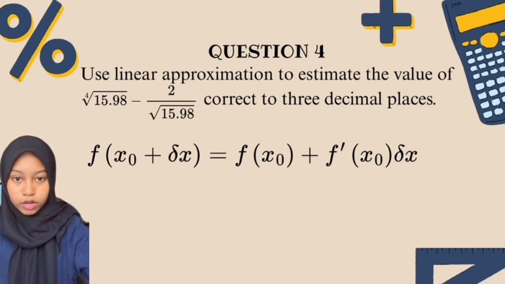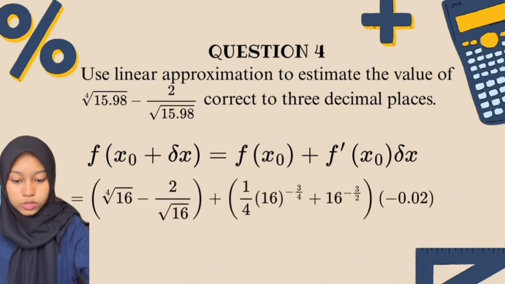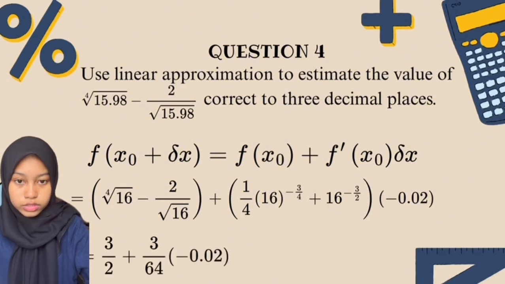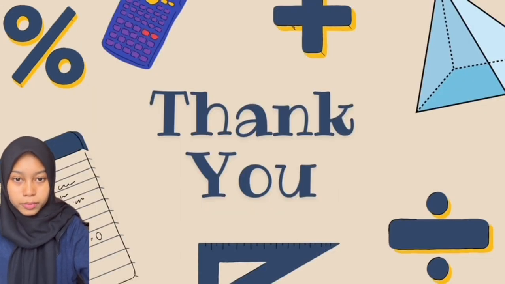Now, we calculate f of 16. The fourth root of 16 minus 2 over the square root of 16 plus 1 over 4 times 16 to the power of negative 3 over 4 plus 16 to the power of negative 3 over 2 times negative 0.02. That gives 3 over 2 plus 3 over 64 times negative 0.02. So the estimated value is 1.499. That's all from us. Thank you.